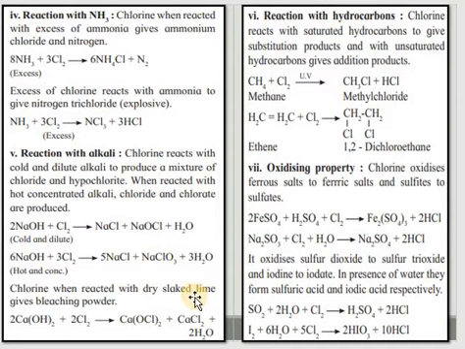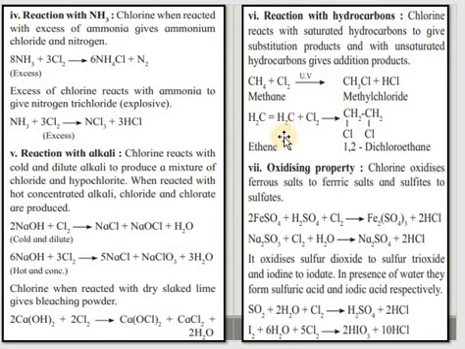Chlorine, when reacted with dry slaked lime, will give bleaching powder, which is calcium oxychloride or calcium hypochlorite, with chemical formula CaOCl2. Chlorine reacts with hydrocarbons, and when it reacts with a saturated hydrocarbon like methane, it will give a substitution reaction in the presence of UV light, and methyl chloride and HCl will be formed. With an unsaturated hydrocarbon, it will simply give an addition reaction, and 1,2-dichloroethane will form if it adds to the ethene molecule.